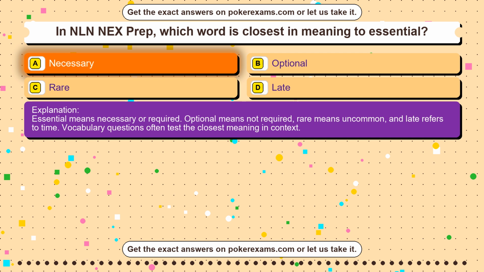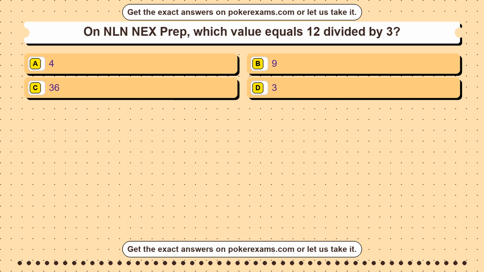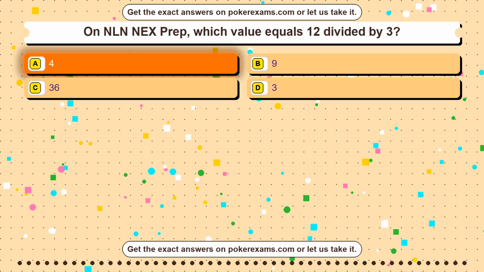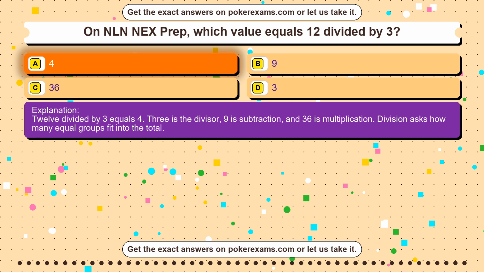Question 34. On NLN NEX Prep, which value equals 12 divided by 3? Option A 4. Option B 9. Option C 36. Option D 3. The correct answer is option A, 4. 12 divided by 3 equals 4. 3 is the divisor, 9 is subtraction, and 36 is multiplication. Division asks how many equal groups fit into the total.